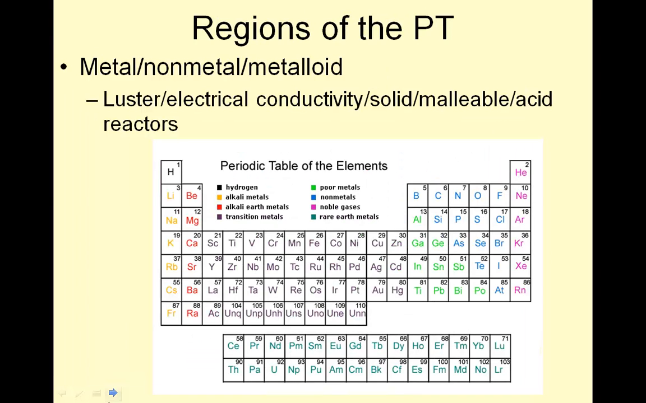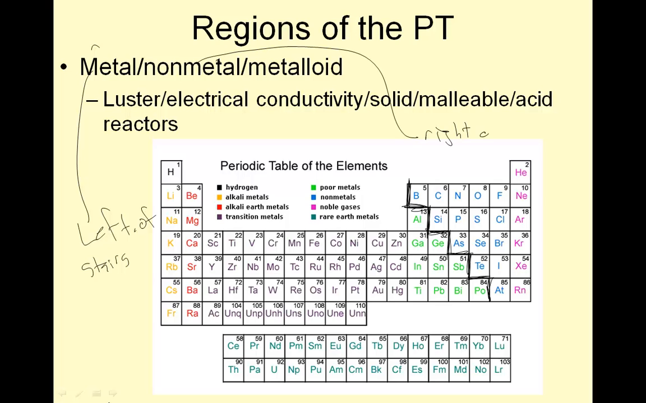Regions of the periodic table. Your periodic table, and I hope you keep drawing more and more periodic tables, has that line right there, the staircase. Metals are on the left. Nonmetals are on the right of the stairs.